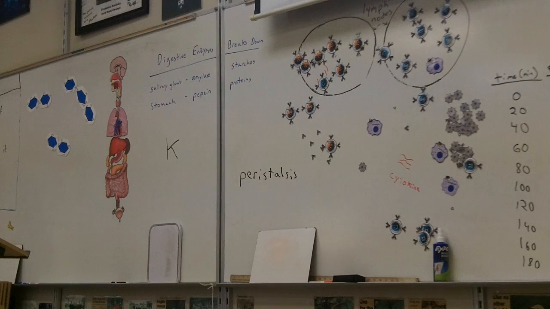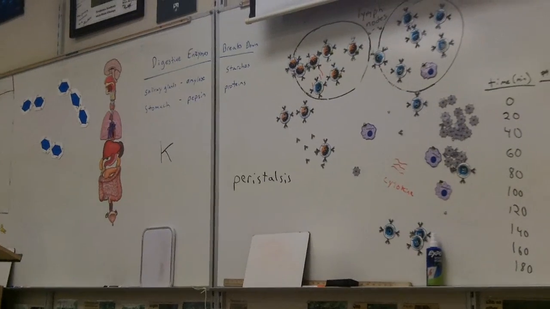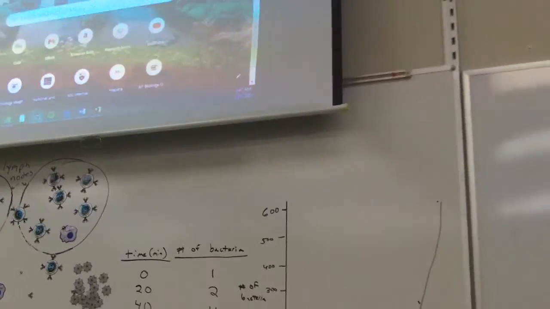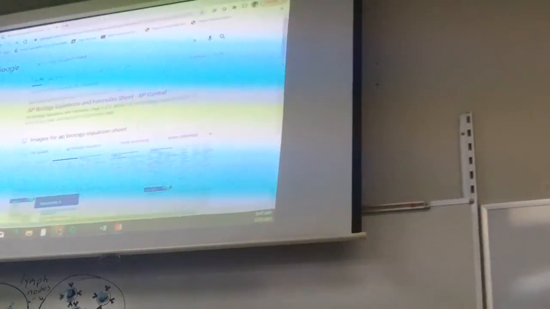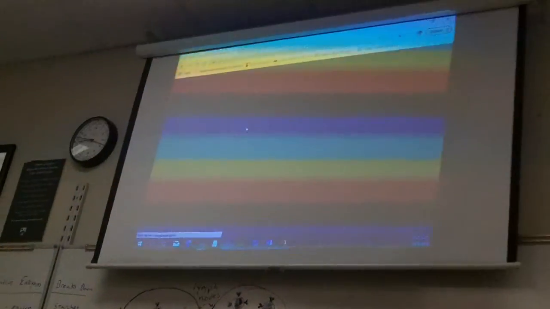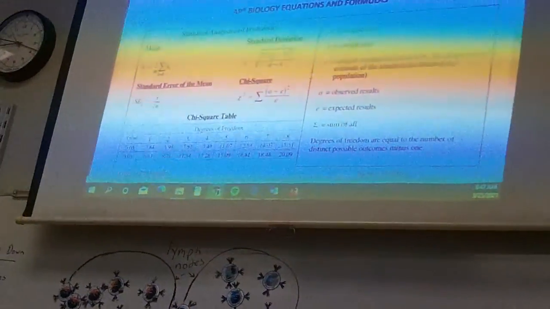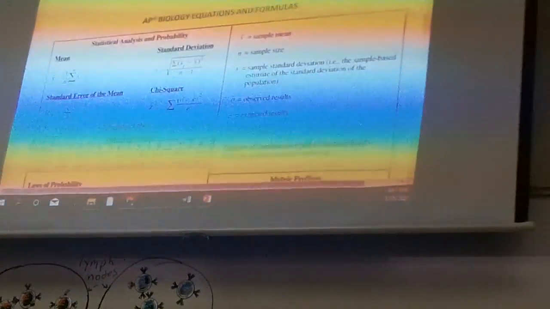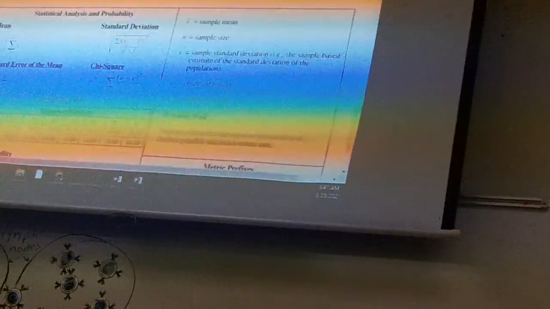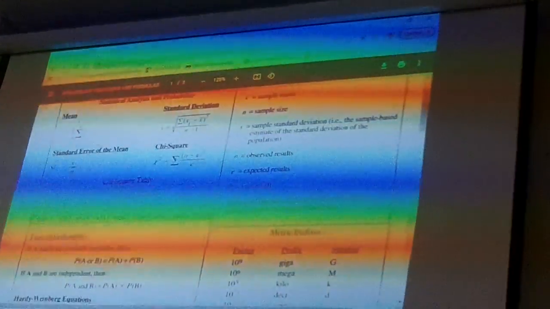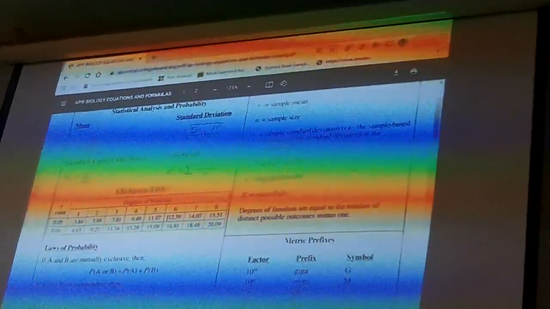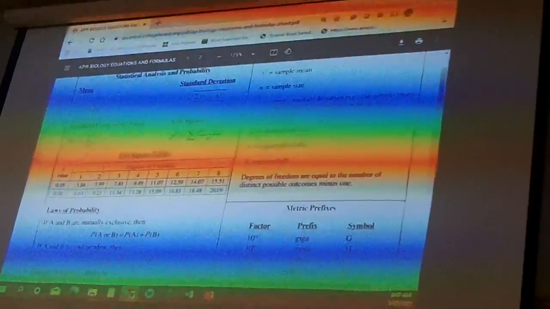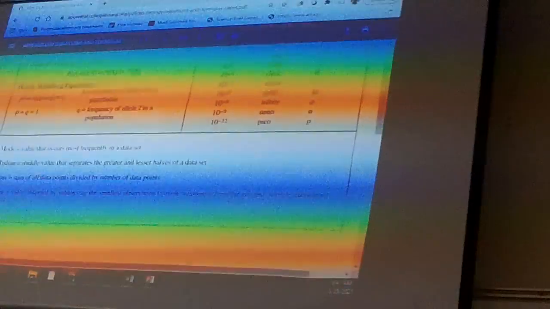So, if you go to the AP Biology Equation Sheet. Have you ever seen the AP Biology Equation Sheet? Of course. It's on our exam. Okay, take a look at this. So here's the equation sheet, and there's chi-square. Did we do chi-square yet? Yes. And standard deviation, standard error. We've done a bunch of these.